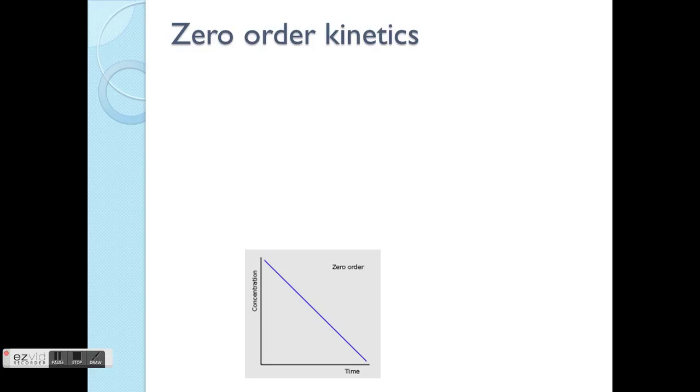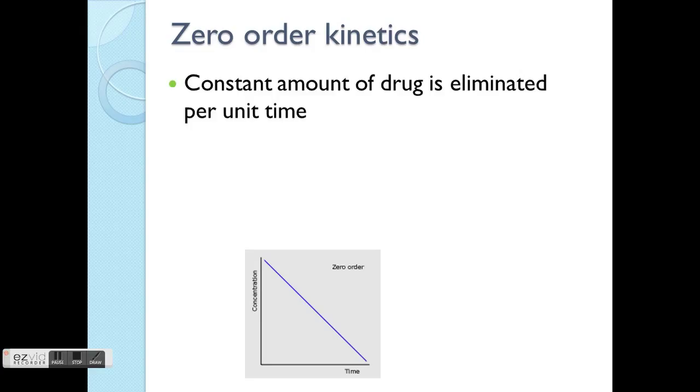For zero order kinetics, the main principle is that a constant amount of drug is eliminated per unit time, meaning no matter how much of the drug you take, whether a small, medium, or big amount, the body eliminates the same amount. When you look at the graph, there's only one gradient, meaning one straight line with one particular slope. It's zero order, and most of the time this occurs when the enzyme is saturated.